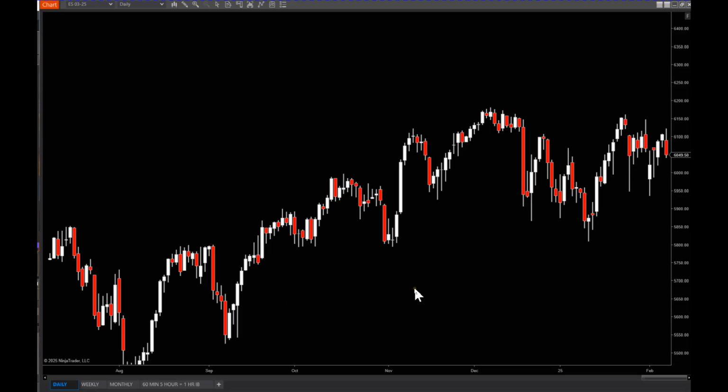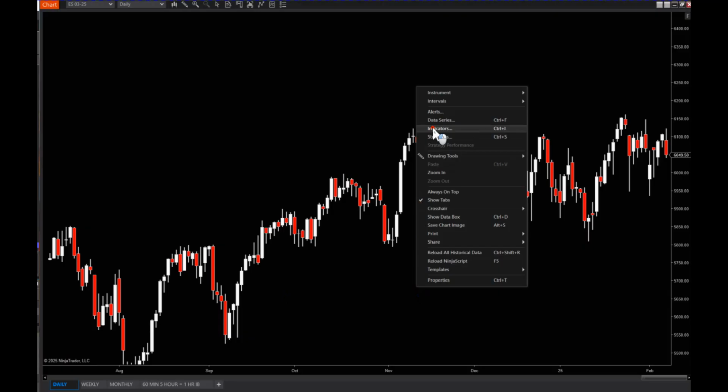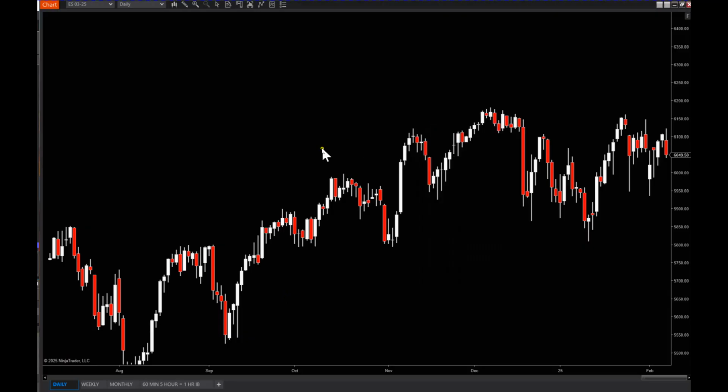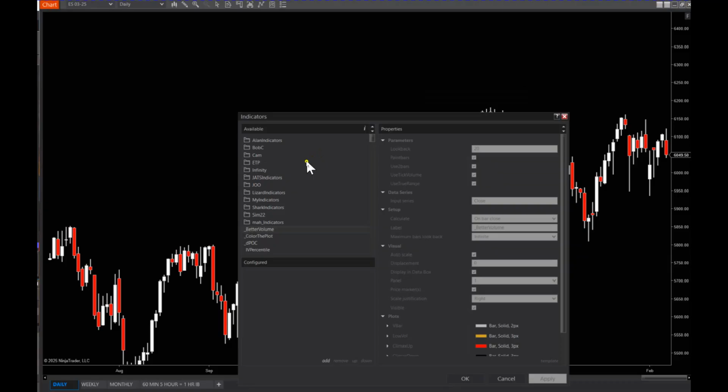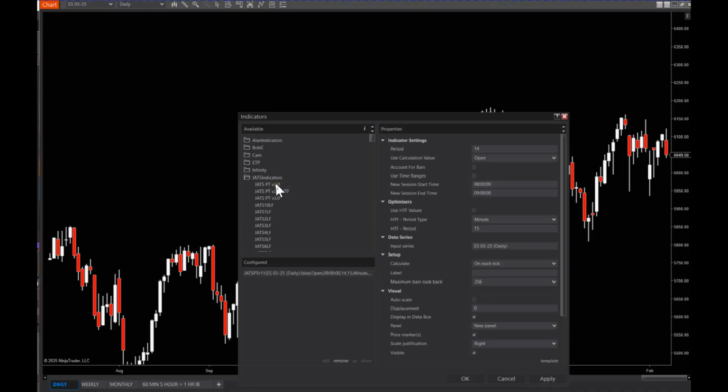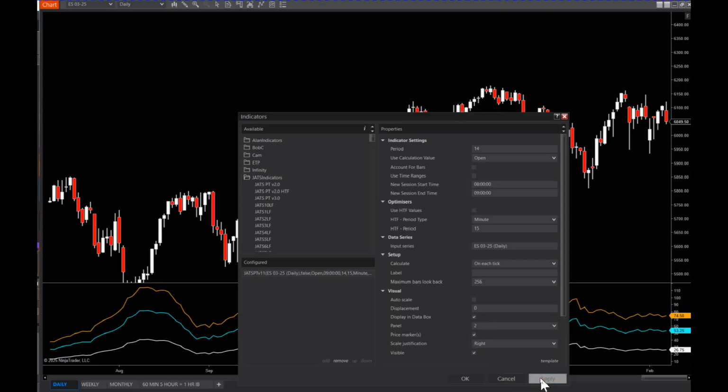So let's put some distributions on the chart. Here is a daily ES, and what we want to do is add the PT2 indicator to the chart. We're going to add it one time. That puts the PT2 indicator on the chart, which measures 1, 2, 3 in a point range for whatever bar size is on the chart. You don't even have to change anything. It'll pick up whatever's on your chart. This one is a daily.